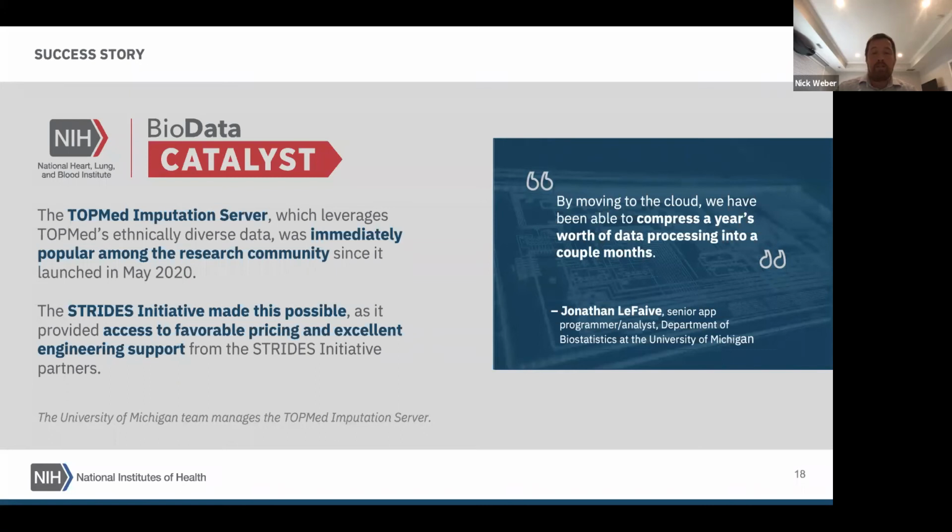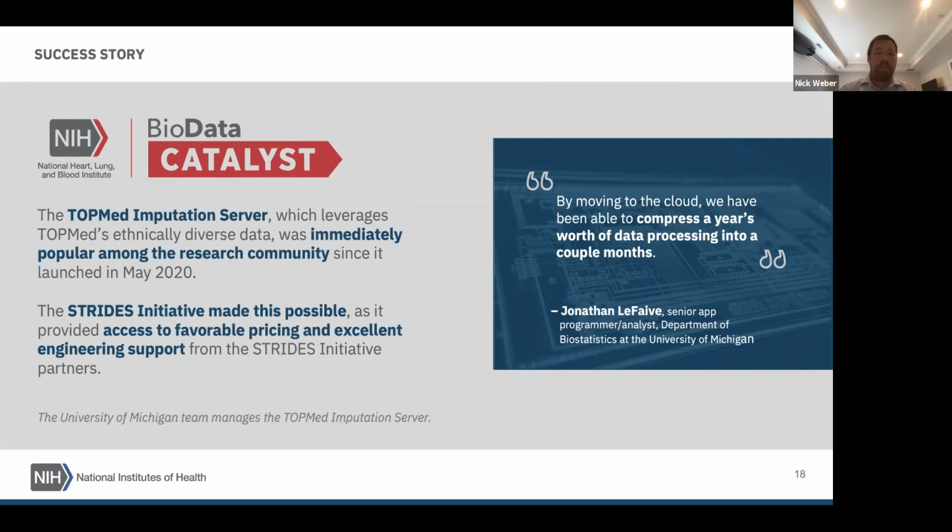And as you can see on the right, they've compressed a year's worth of data processing into a couple of months because of the computational resources that have been made available in the cloud, and the support that they've gotten from NIH and, in this case, Amazon Web Services to really scale up that computational capability for this program.